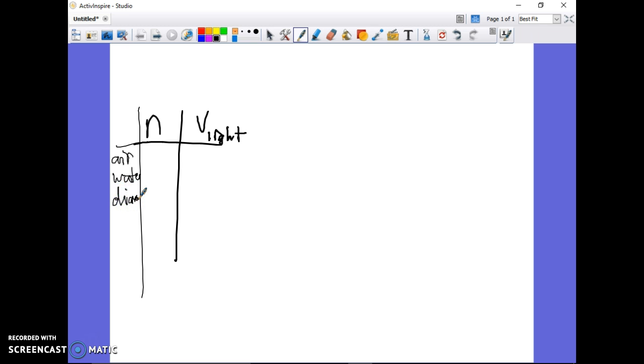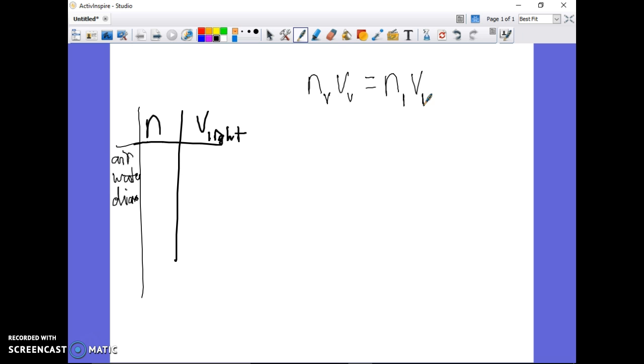That came from the equation: the index of a vacuum, which is 1, times the speed of light in a vacuum, which I think is 3 times 10 to the 8th power, equals the index of refraction of your new thing times the velocity of your new thing.